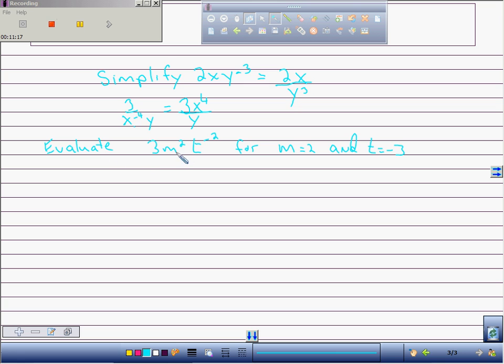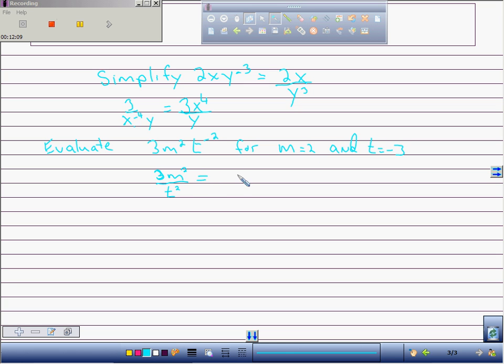Who can tell me how I can simplify this? Before I plug in, I want to simplify it. The -2 on the t, change it into a positive. So that's 3m squared over t squared, right? And now I'm going to plug in 2 for m and -3 for t.